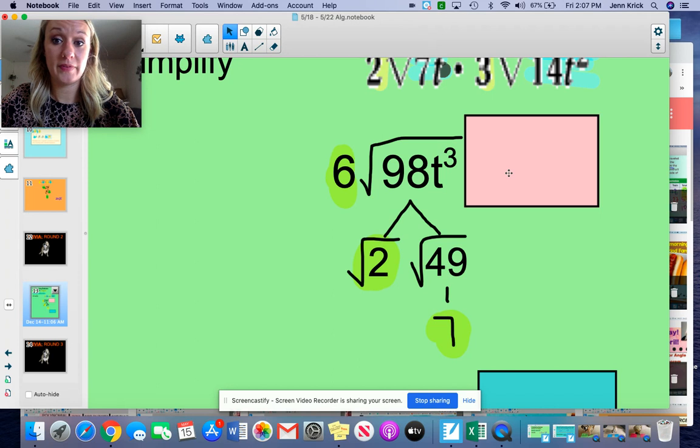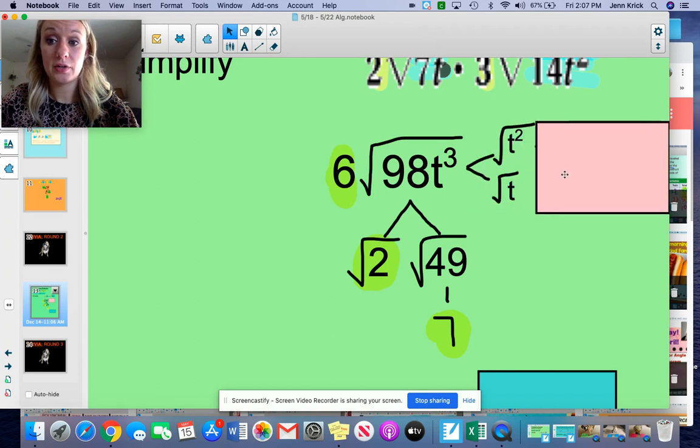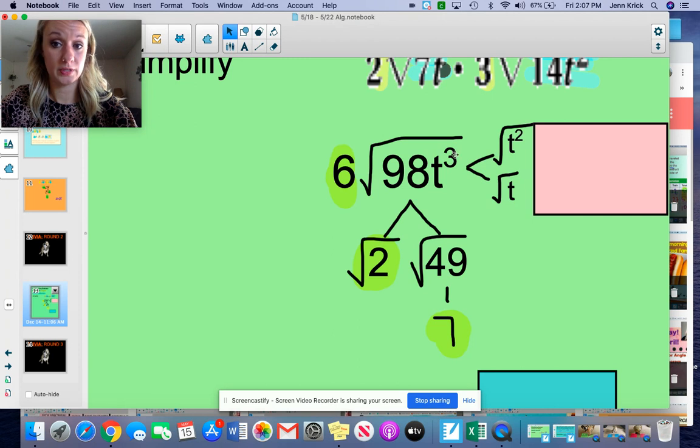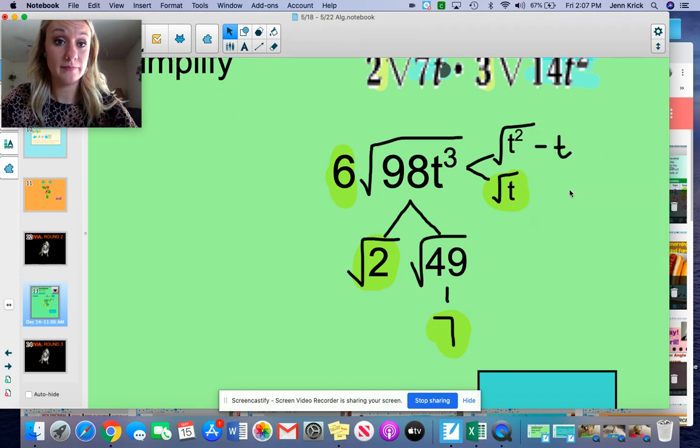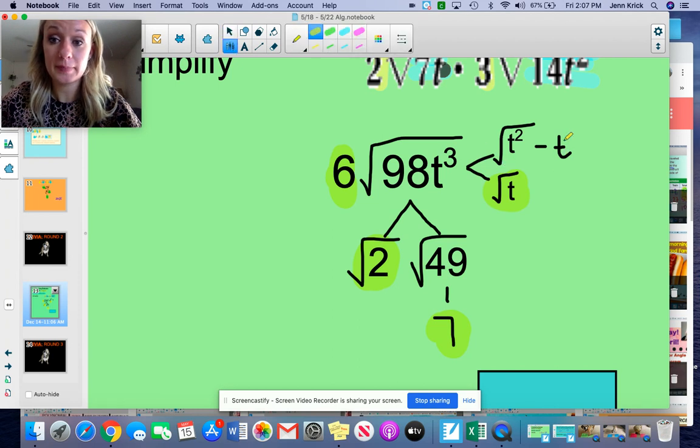Now let's take care of the variables. If you've got t to the third power, that's the same thing as saying t squared times t, because 2 plus 1 is 3. Can I do anything with this rad t here? No, so that's going to stay underneath the radical. T squared, if I take the square root of that, that just gives me t, because t times t is t squared. And so there's my little simplification here. Now, we have to combine all of these yellow highlighted pieces.